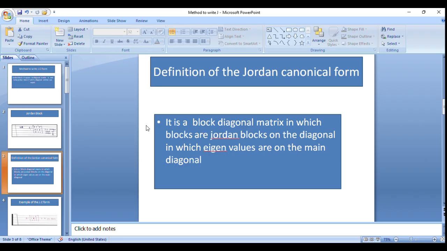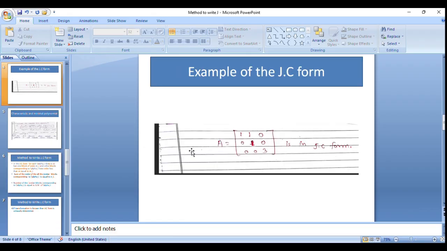Now the definition of Jordan canonical form. It is a block diagonal matrix, a block matrix in which the blocks on the diagonal are Jordan blocks, and the eigenvalues are on the main diagonal. If we see an example, this is the Jordan canonical form for some matrix.